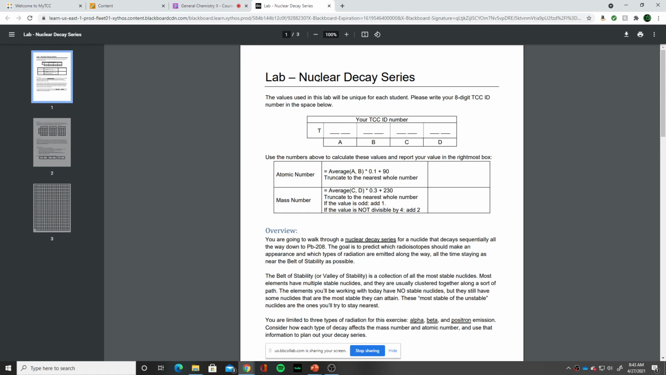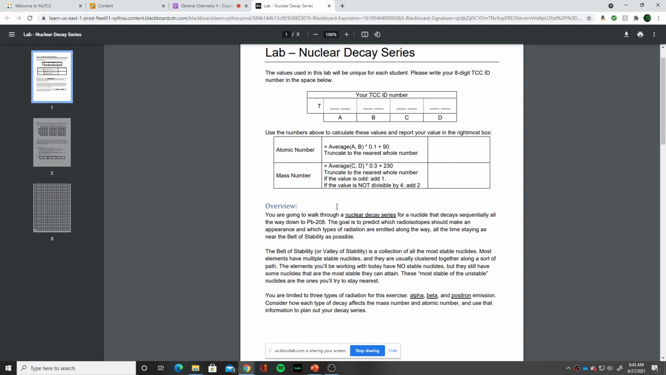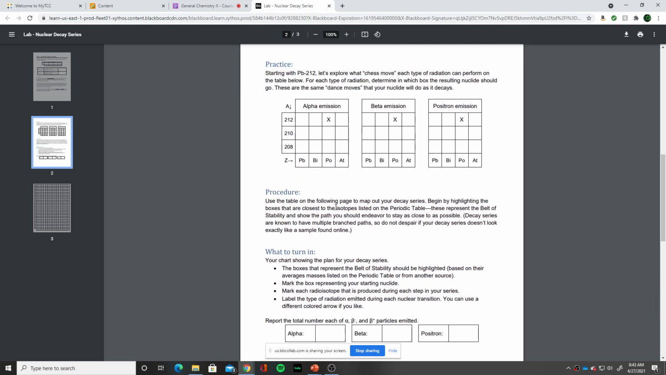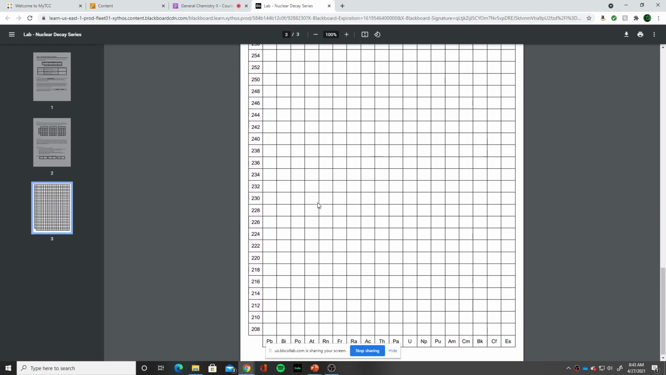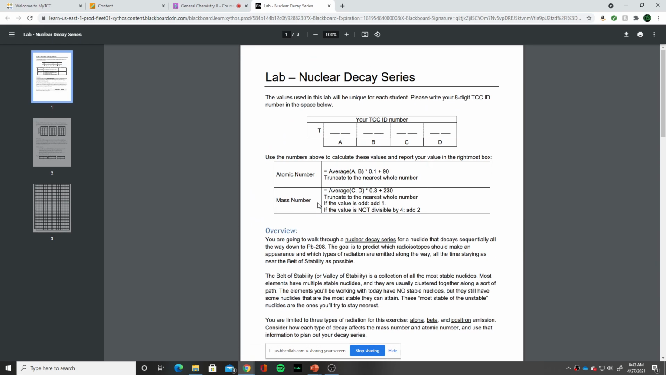So this is the nuclear decay series. It calls it a lab. Really, it's more of a worksheet, but we're going to treat it like a lab. And essentially what we do in this assignment is we are going to work out the decay series of a randomly generated unstable isotope. So you are going to have an unstable isotope that is unique to yourself.